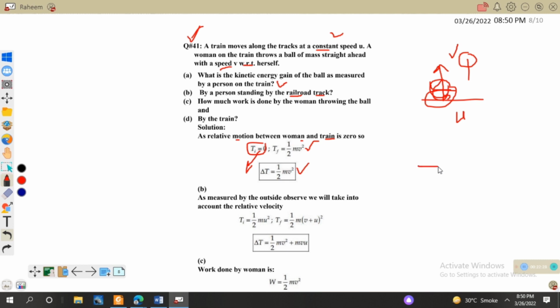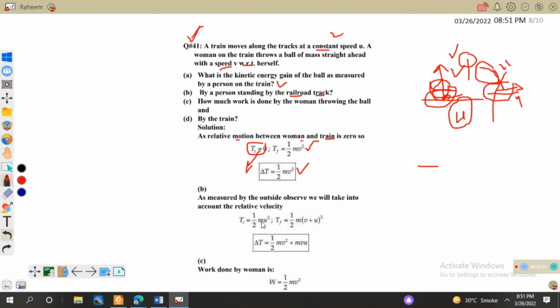For the outside observer, because he is observing from the outside, he will take into account this velocity and this velocity, because as she throws the ball, she will move forward and the ball will fall behind her. So in this case this velocity will be u and this velocity will be v for the person outside.